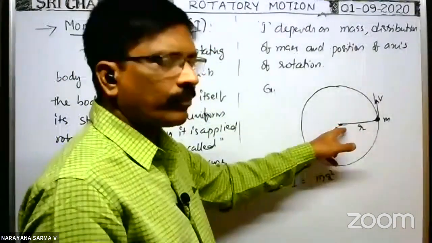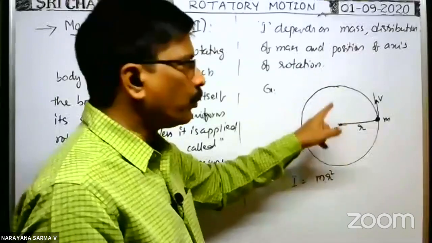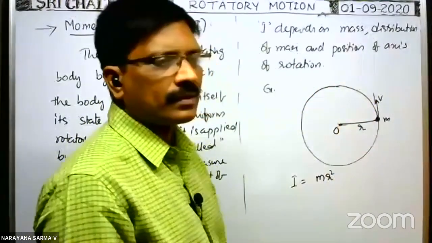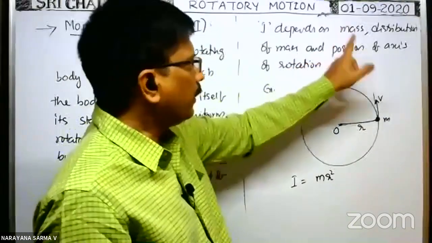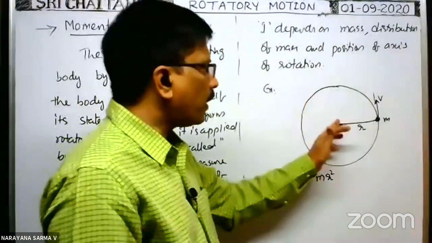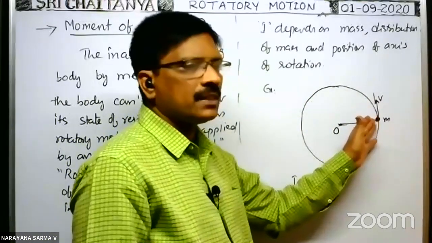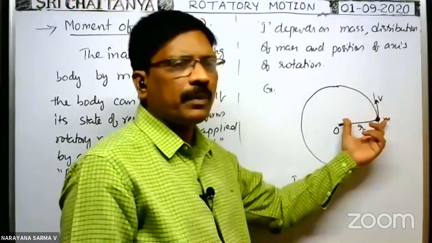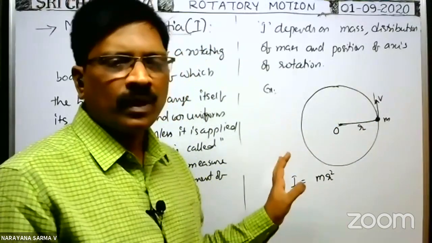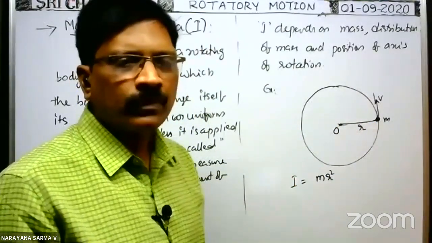About this point, moment of inertia depends on the position or point or axis about which the particle rotates. Already I said it depends on position of axis of rotation also. So about this point, the moment of inertia of this particle is the product of mass and square of the perpendicular distance of the particle from the axis of rotation. That is the formula for moment of inertia of the particle. Okay.